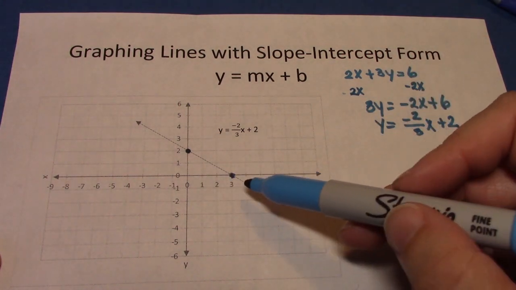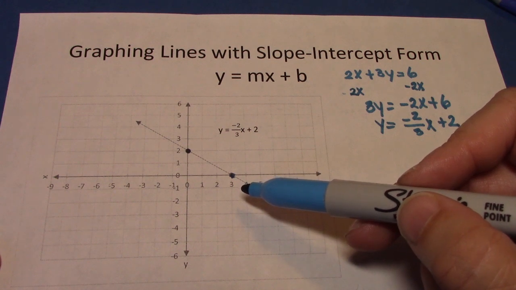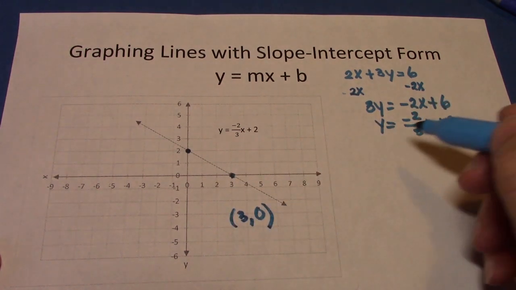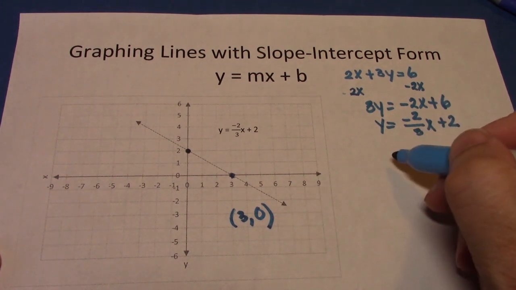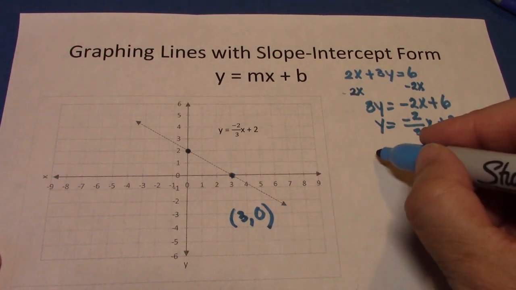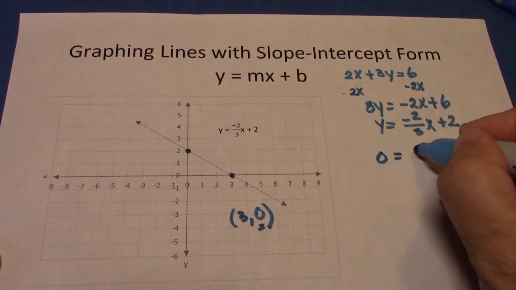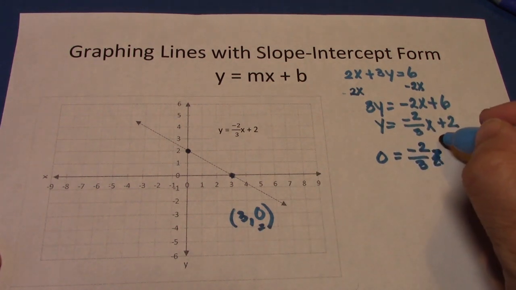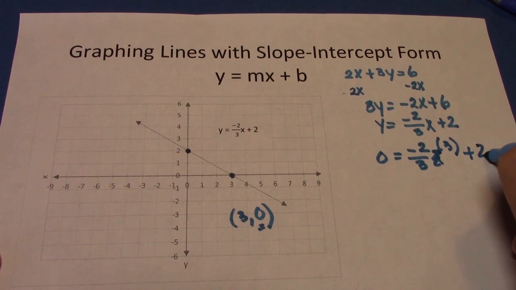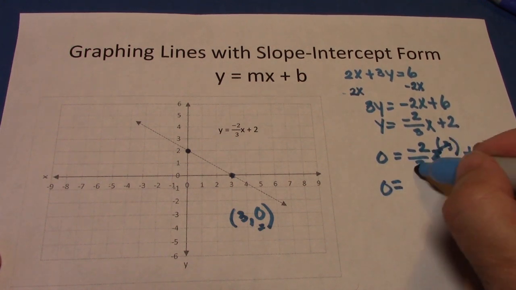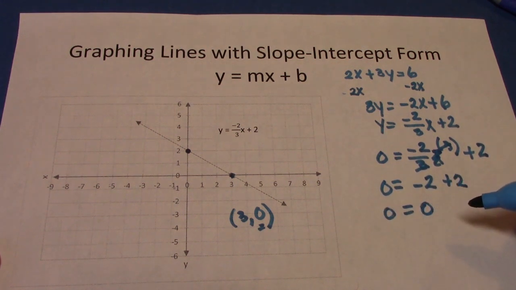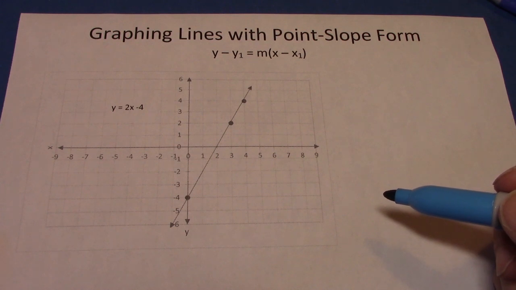That means that, again, all the points on this line make this true. So we can take this point here, which is the point 3, 0. If we put that into this equation, it will also give us true. So if the y is 0, the x we're going to substitute 3, plus 2. 0 equals -2 plus 2. 0 equals 0.